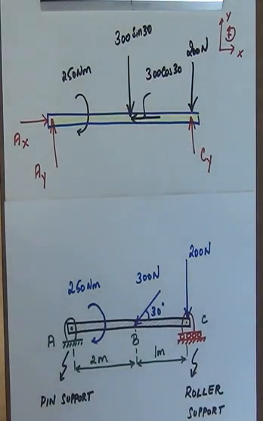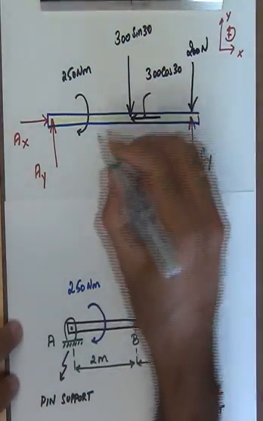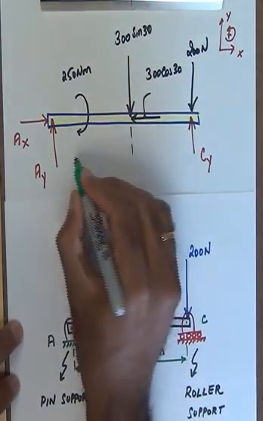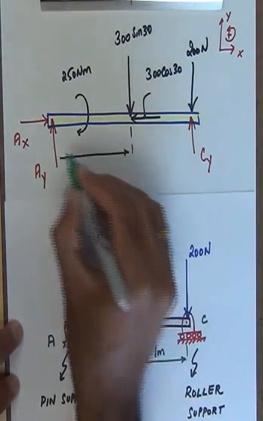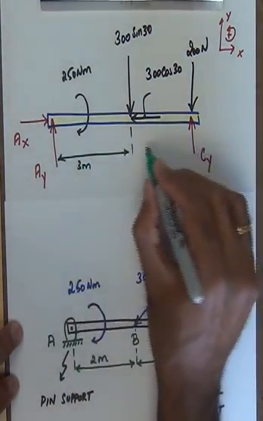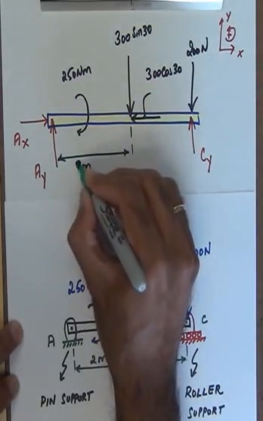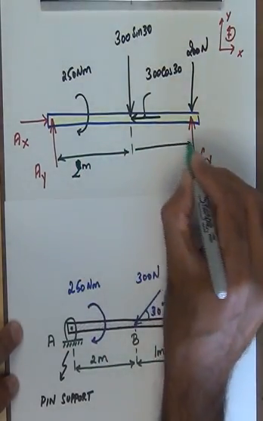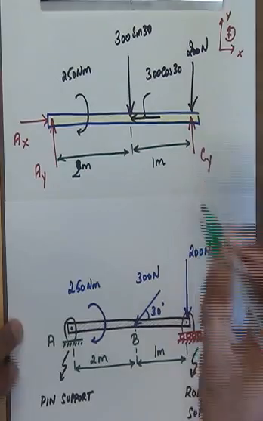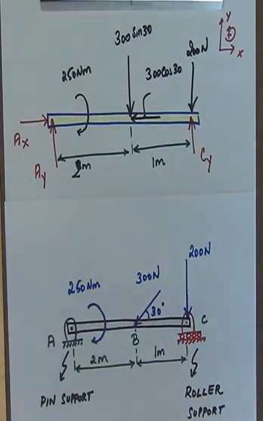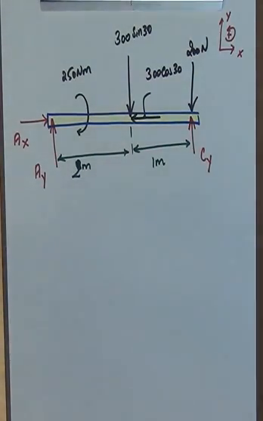And then we had the dimensions which were given to us. All the way from here onto here was 3 meters, and then 2 meters, I'm sorry, and then this was going to be 1 meter. Alright, so this is the free body diagram.